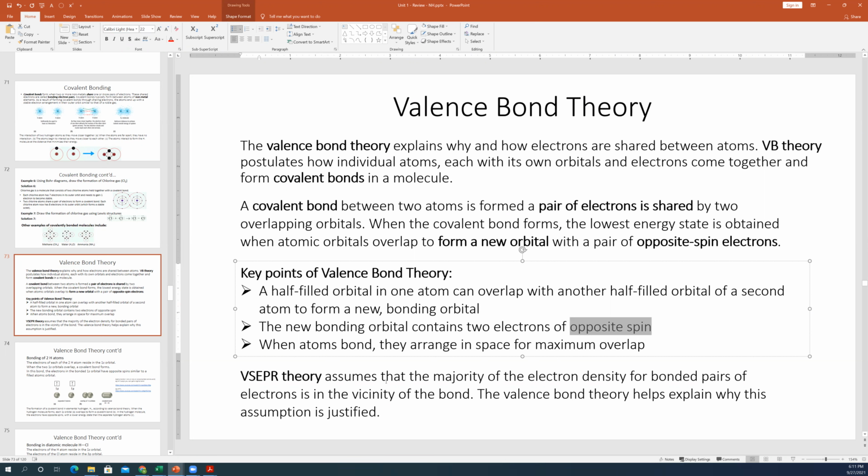And then from this, we will talk about some of these ideas in VSEPR theory, where VSEPR theory assumes that the majority of the electron density of the bonded pairs of electrons is actually close to the bond itself, to where you would have the 2 atoms bond together. And then valence bond theory explains why we can make this assumption.